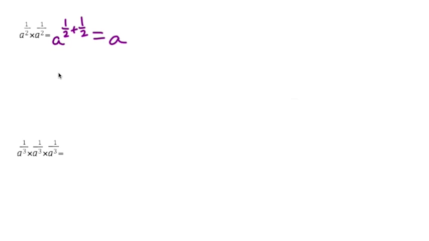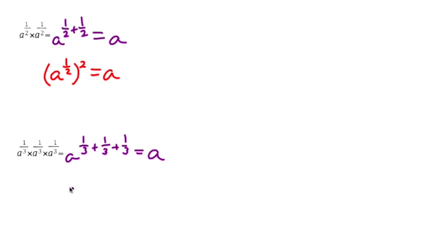Another way I can look at this is to say I have a to the 1/2 times 2. Now 2 times 1/2 also gets me 1, so then I get a to the first, or simply just a. Also, if I have a to the 1/3 times a to the 1/3 times a to the 1/3, following my laws of exponents here, I have 1/3 plus 1/3 plus 1/3, and that equals 1, or I have a. I also have a to the 1/3 being multiplied together by itself 3 times. 3 times 1/3 gets me a.